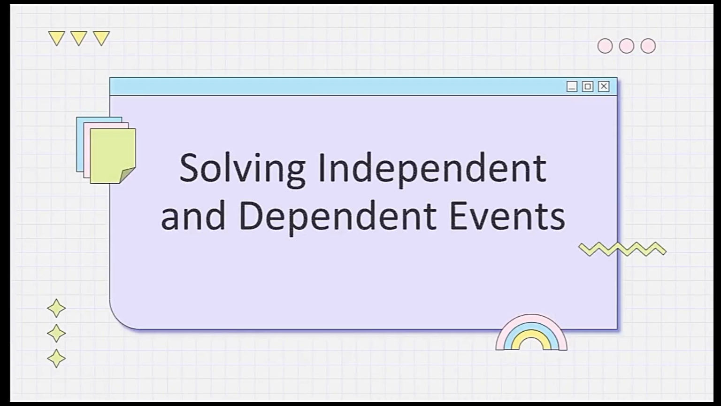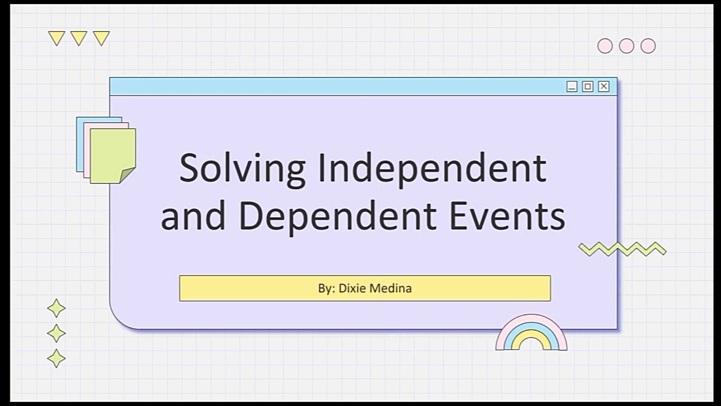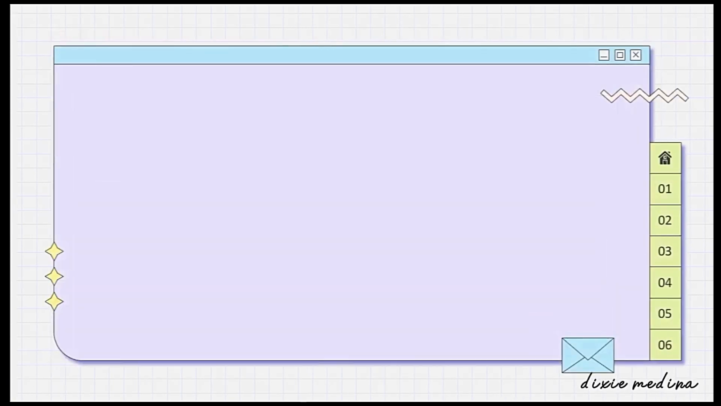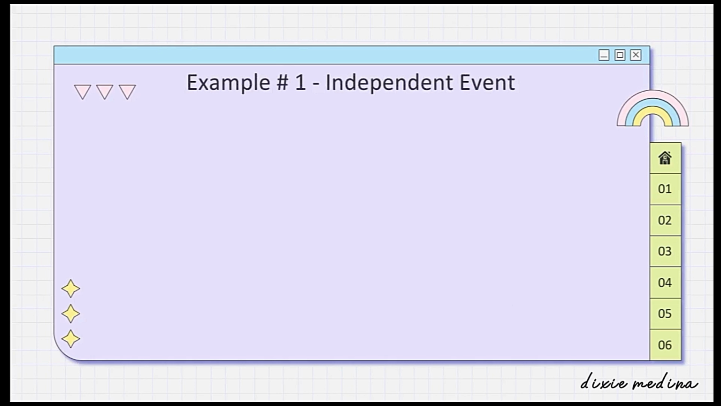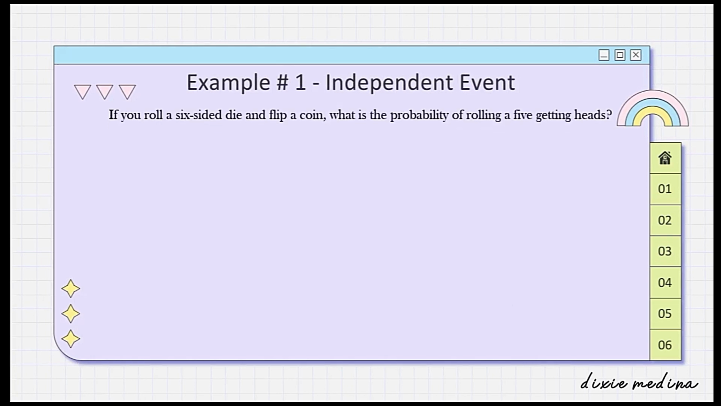Hey everyone, I am Dixie Medina and I'm going to show you how to solve the independent and dependent event. Example. If you roll a 6-sided die and flip a coin, what is the probability of rolling a 5 and getting heads? The first thing we should do is to write down the formula.